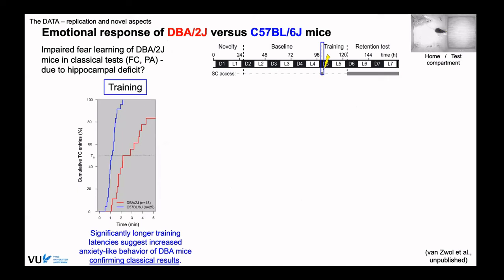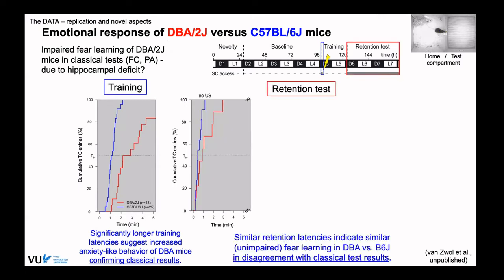Now comes the second part. I showed you before the DBAs in all the classical tests are impaired. We can clearly see that in the training they are more careful to enter. They show a higher degree of thigmotaxis, confirming our anxiety tests. When we test the non-shocked animals, they have no problem to move over. They are very fast. There is no significant difference here. And look at the time scales. Again, we are talking about within a minute.